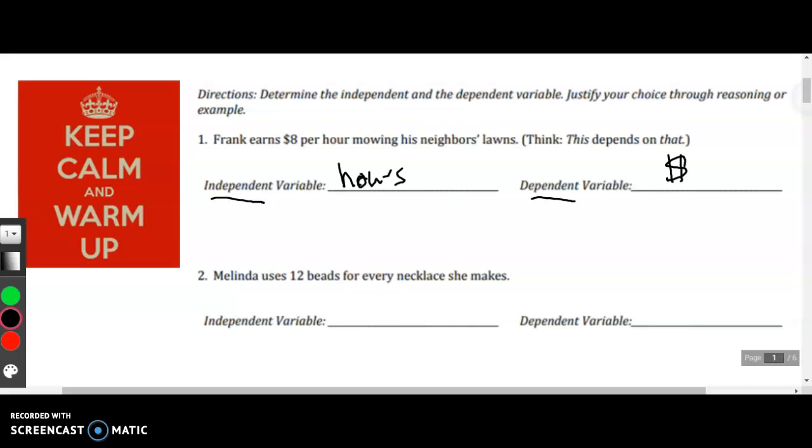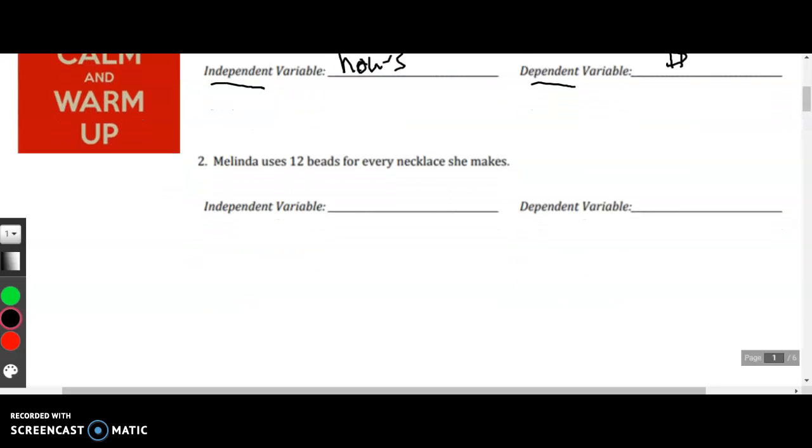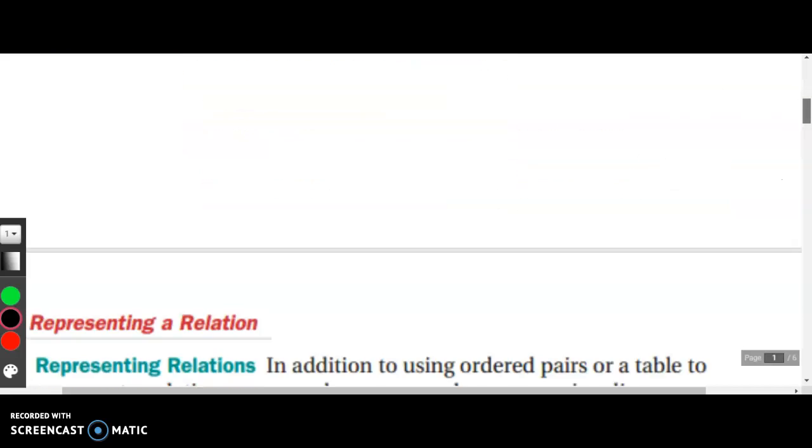And number 2, Melinda uses 12 beads for every necklace she makes. What depends on what? Well, in this case, the number of beads Melinda uses depends on how many necklaces she decides to make. So the necklaces are the independent variable and the beads are the dependent variable.